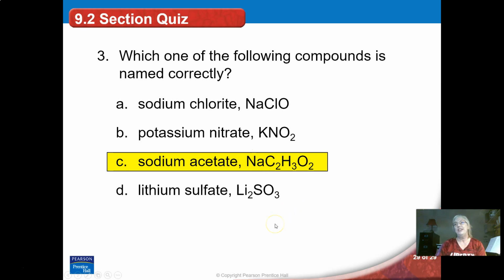So I hope this gives you an introduction to naming, and you'll have a lot of practice with this. I have practice for you guys, and we'll get really good at this.